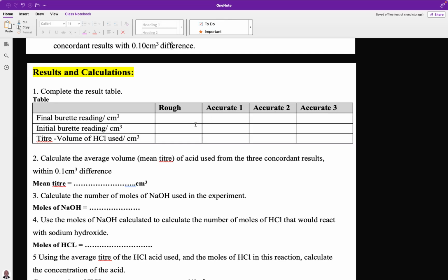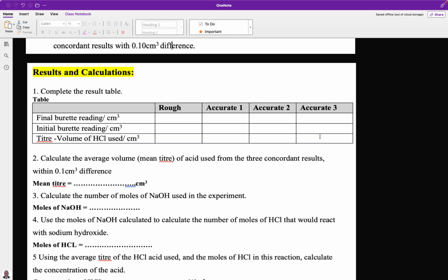Do that for accurate titration 1, accurate titration 2, and accurate titration 3, until you have at least 3 titrations that have concordant results. That is, results that are almost the same, with just 0.1 cm cube difference.